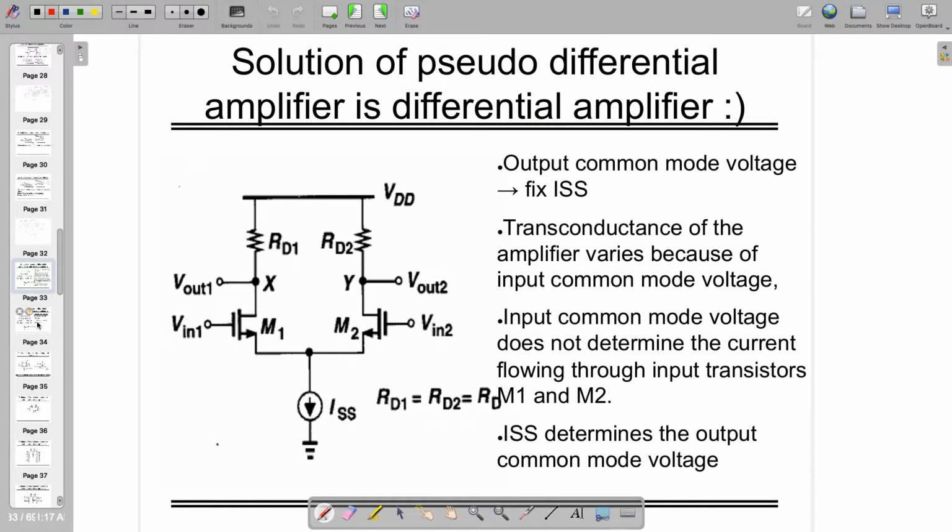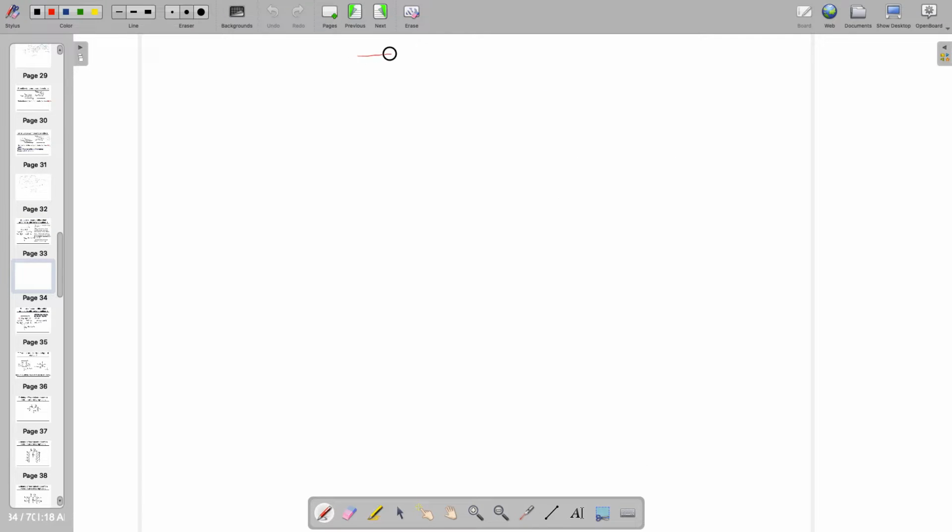So in that case, what I'm saying is the solution to pseudo differential is the differential or maybe fully differential. Differential is the one with two inputs but one output, whereas fully differential is more advantageous to us, not only giving a differential input which is 180 degree phase shifted, but the outputs are also 180 degree phase shifted, where even harmonics are reduced and the common mode noise is also zero.